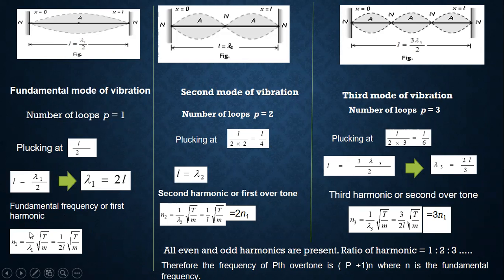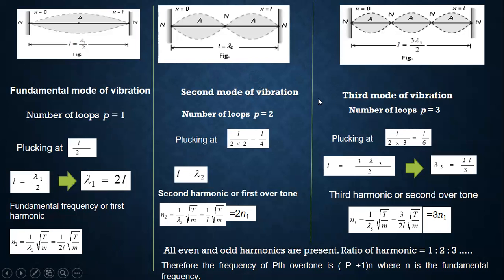n1 = v/λ1. We substitute v = √(T/m) and instead of λ1 we substitute 2L. So we get the formula n1 = (1/2L)√(T/m). This is the fundamental frequency, and it is also called the first harmonic.